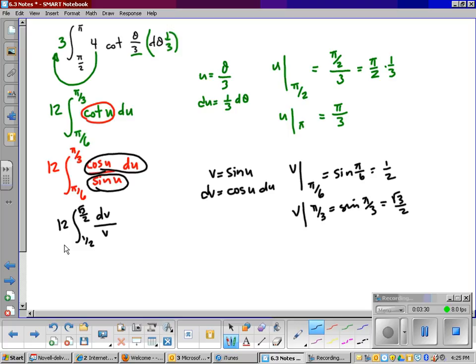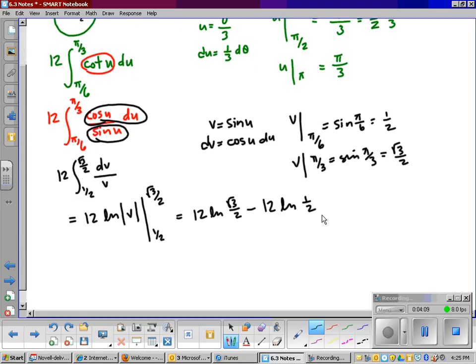And now finally, I have everything in terms of v, and I'm ready to integrate. When I integrate this, I'm going to have 12 times natural log of absolute value of v. We have bounds on this, so we want to evaluate at those bounds and do subtraction. If I evaluate this at the upper bound, then I'm going to have 12 times natural log of the square root of 3 over 2, and I don't need the absolute value because it is positive, minus 12 times natural log of 1/2, again, don't need the absolute value. And that answer is correct. That's as far as you would need to go on the AP test.